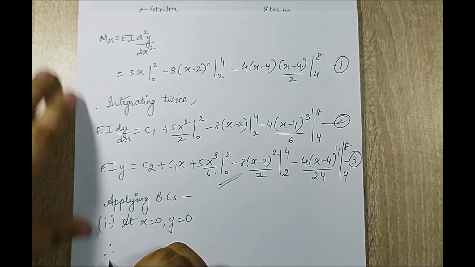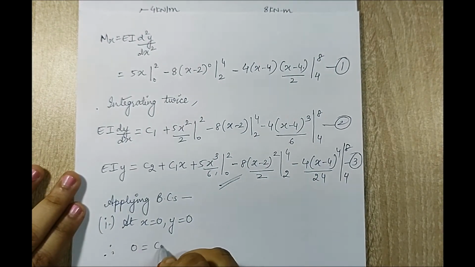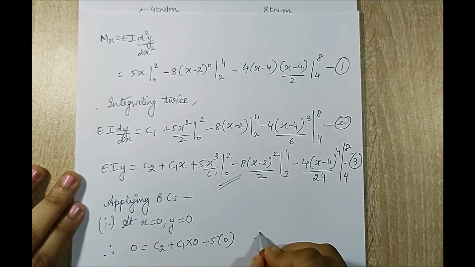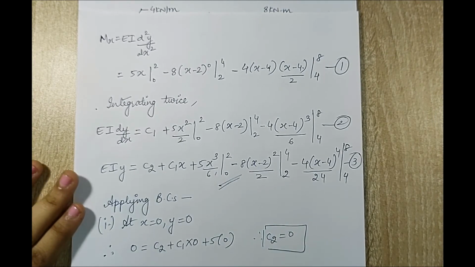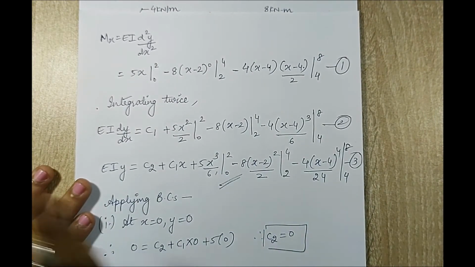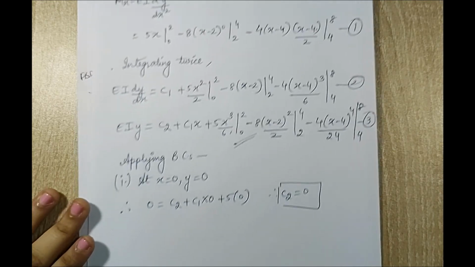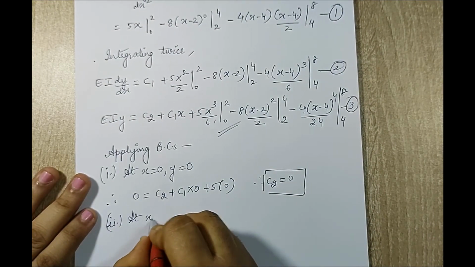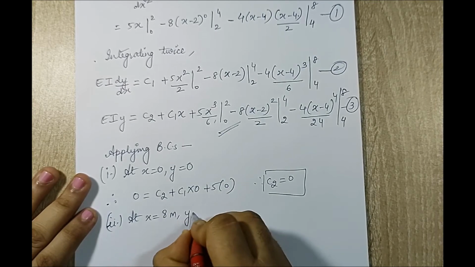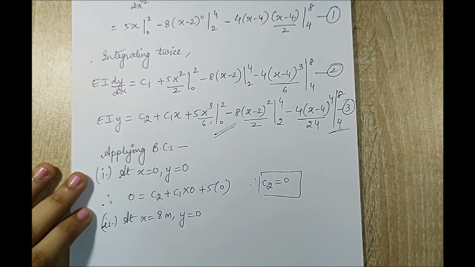So I'll write down, therefore 0 is equal to C2 plus C1 into 0 plus 5 into 0. Therefore my C2 becomes equal to 0. Just be careful that this time we are walking from right to left and not left to right. So no other changes. Next boundary condition, at x is equal to 8 meters, y will still be 0, which means I have to write the entire equation.